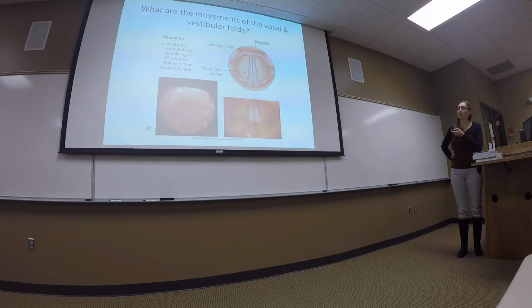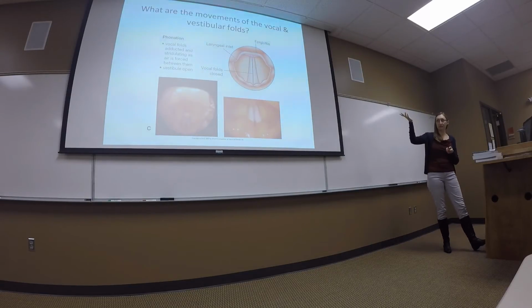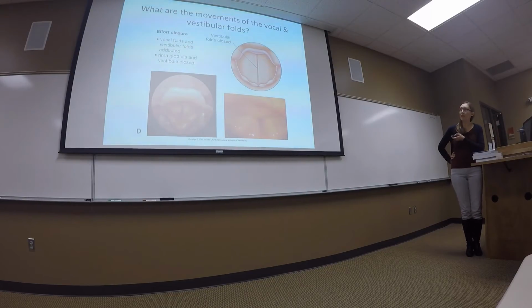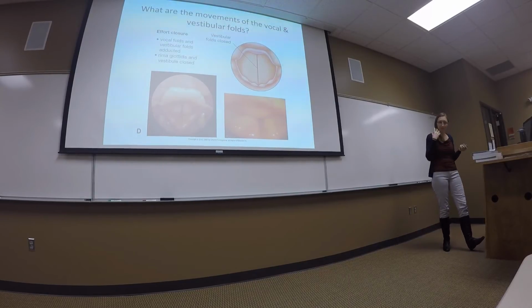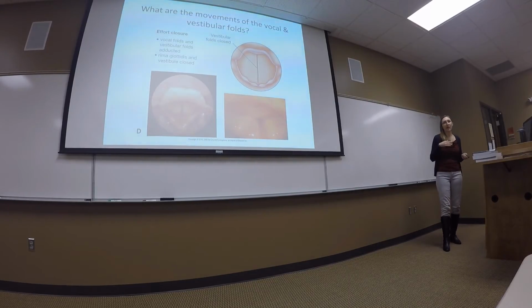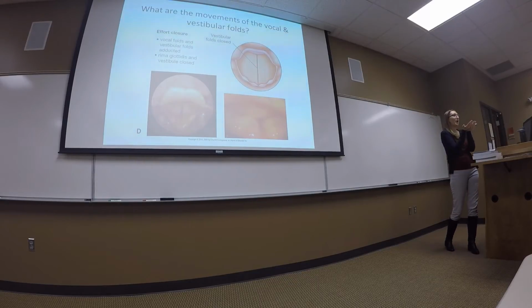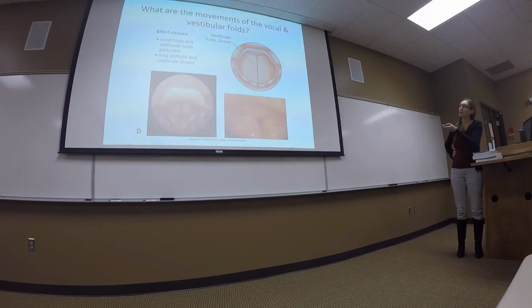And what they can do, we'll see this on the videos, is use a strobe light at the end to illuminate the larynx, and you can actually see the vibrations. It's pretty cool. Okay. And then effort closure, so this would be like if somebody's coughing or they've aspirated a little bit of something, the vestibular folds clamp shut to try to provide a barrier between the interior of the larynx and whatever's trying to get past it. So you can see them here closed up together.